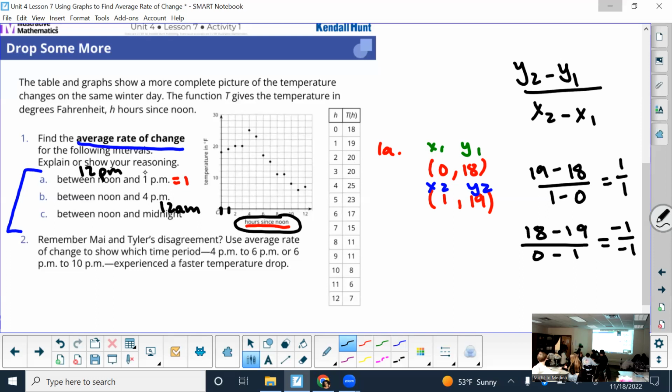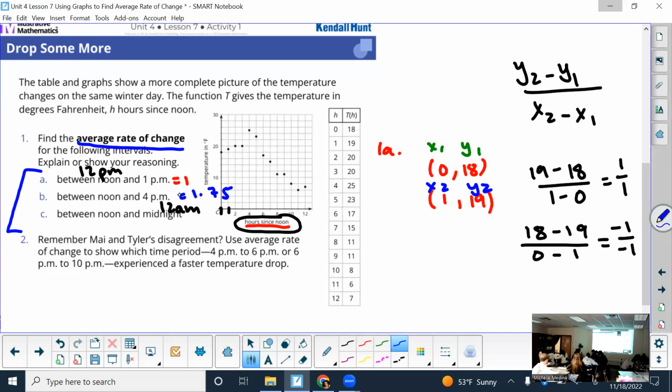Different table, table 3. Between noon and 4 p.m., what's the rate of change? 1.75. Anyone get something different? Okay, then we won't go over that one if you didn't get something different. It is 1.75. All right, table 5.